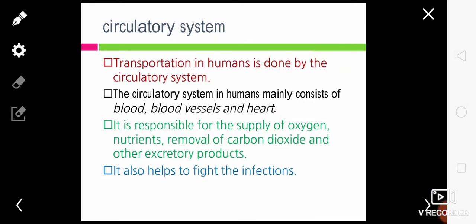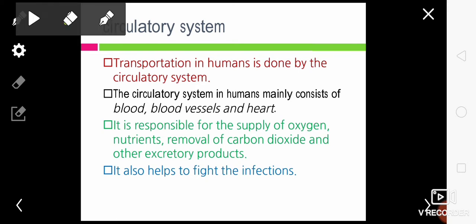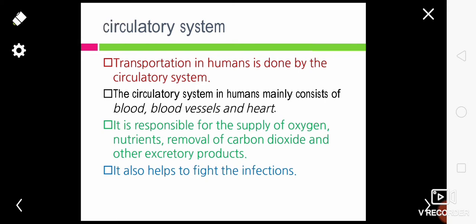So let us conclude: transportation in human beings is done by the circulatory system, and the circulatory system mainly consists of blood, blood vessels and heart. It is responsible for the supply of oxygen and nutrients, and the removal of carbon dioxide and other excretory products. It also helps to fight against infections, like pathogens such as virus, bacteria, etc.